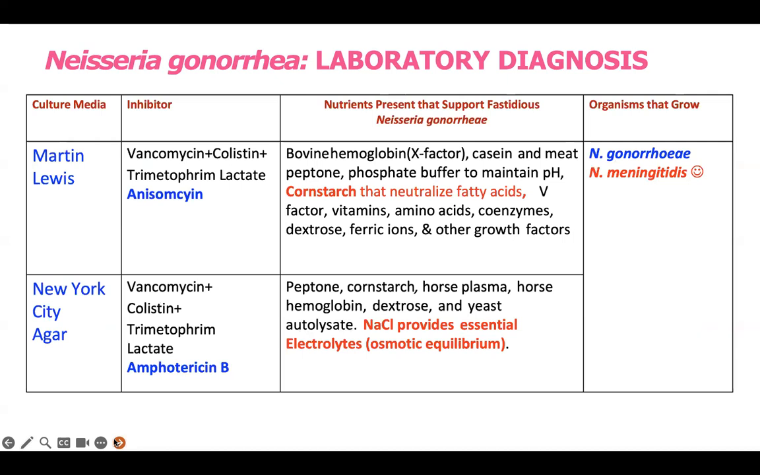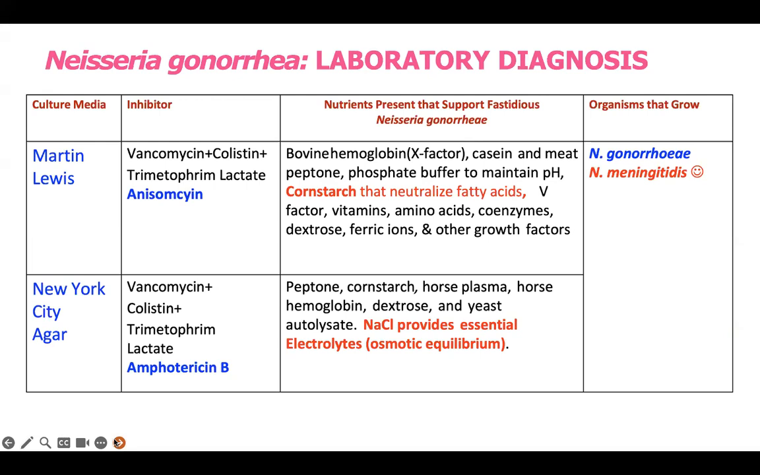Okay? Then the New York City agar, again, pareho lang, no? May vancomycin, may colistin, may trimethoprim lactate. Again, dito lang sila nag-differ sa antifungal. So ngayon, si New York City agar, ang kanyang antifungal ay amphotericin B. So mas matapang. Okay? So, eto, no? Meron siyang kagaya lang nung nasa taas, pero may additional sodium chloride to observe the correct osmotic equilibrium. Okay, so may balance para sa electrolytes, may sodium chloride.